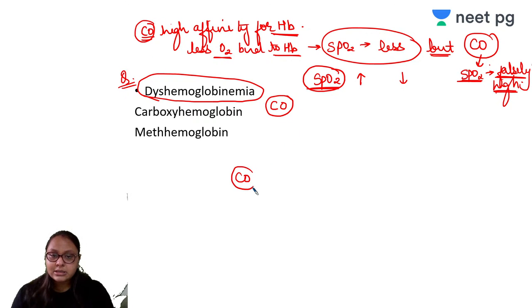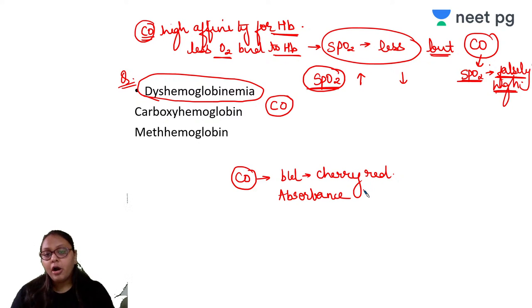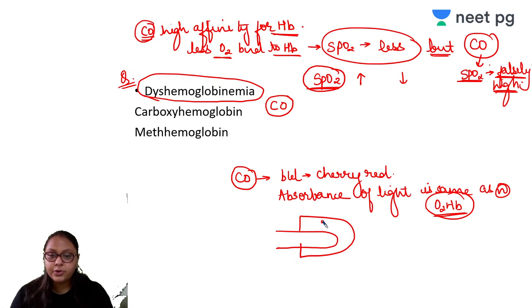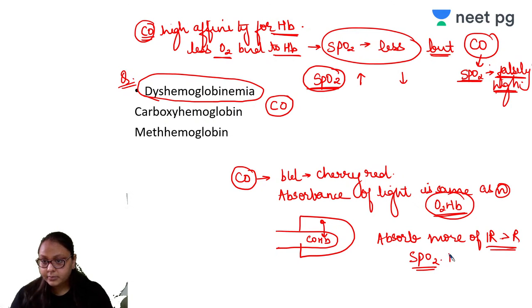See, because of this carbon monoxide, what color does the blood become? It is cherry red in color. Okay, and the absorbance of light is the same as normal, that is oxygenated hemoglobin. It is the same as oxygenated hemoglobin, that is whenever the light passes through this carboxyhemoglobin, it will absorb more of infrared than the red light, and therefore the oxygen saturation is more.